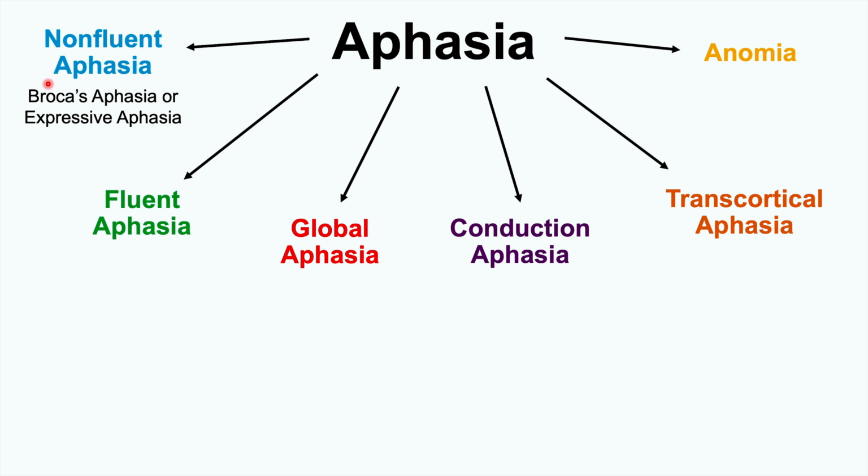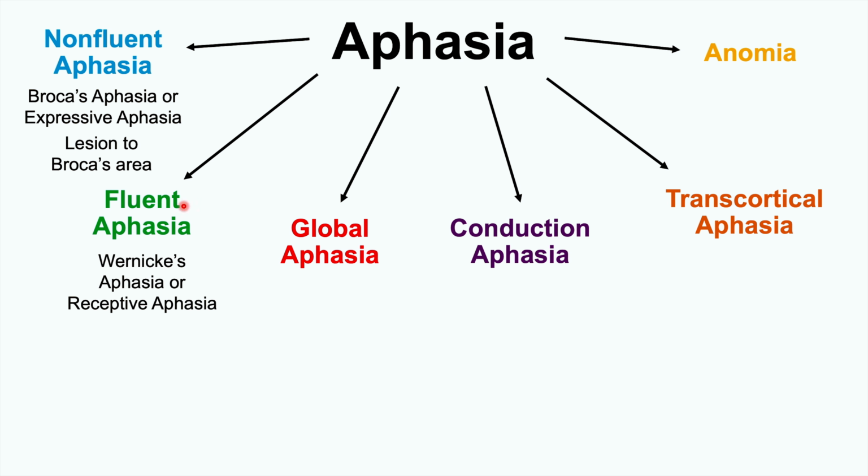So with non-fluent aphasia, this is also known as Broca's aphasia or expressive aphasia. And the reason it's called Broca's aphasia is because it involves a lesion to Broca's area. Fluent aphasia is also known as Wernicke's aphasia or receptive aphasia, and it involves a lesion to Wernicke's area.